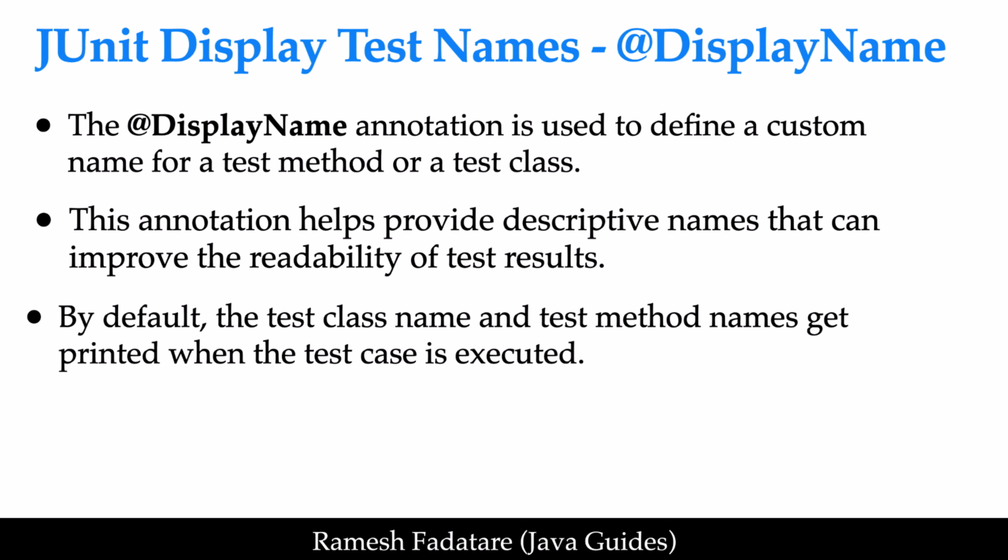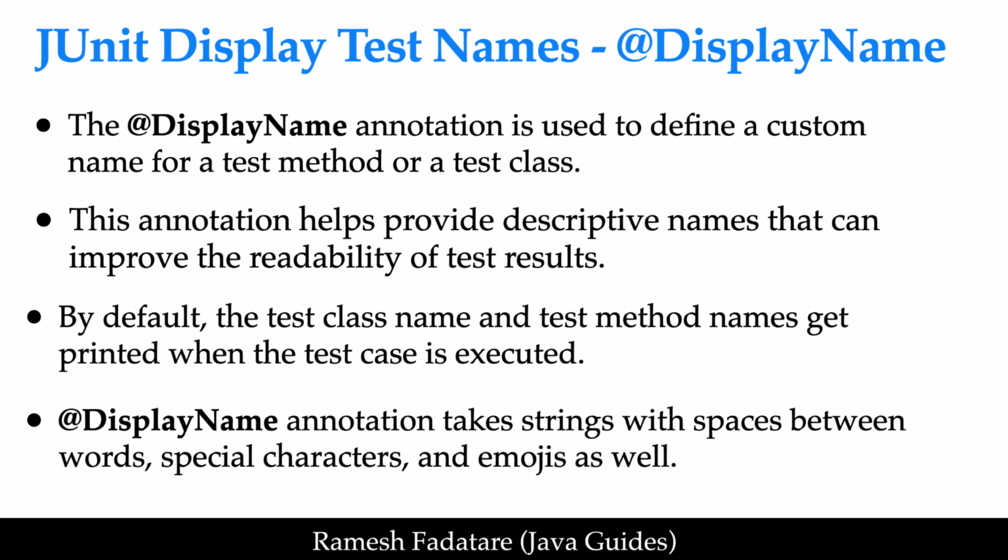By default, the test class name and test method names get printed when the test case is executed. When we execute a JUnit test case, by default, the test name or class name gets printed in the results, right? But by using the @DisplayName annotation, we can customize the name of the test method as well as the test class. We'll see an example of how we can customize the test name and test class. The @DisplayName annotation takes a string with spaces between words, special characters and emojis as well. So we can pass a sentence containing special characters and emojis to the @DisplayName annotation.